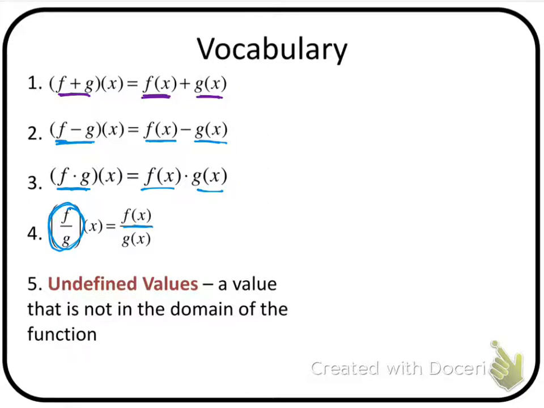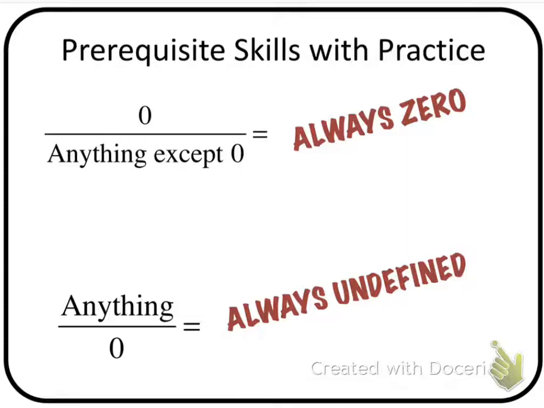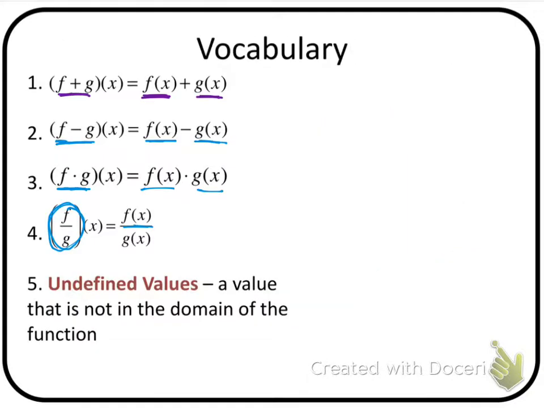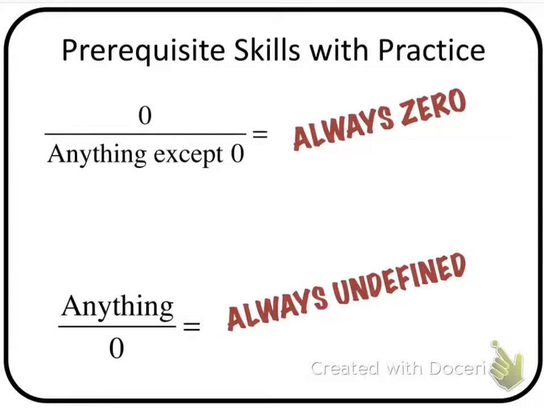Now, an undefined value is a value that is not in the domain of the function. And we're going to look at that here. Undefined value. So it's going to come up in prereqs.